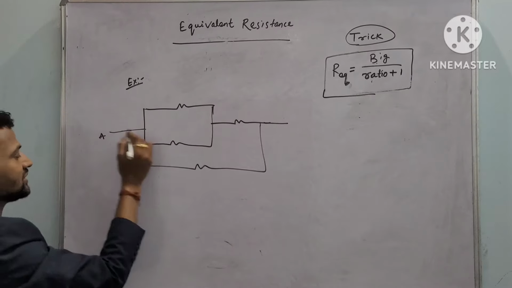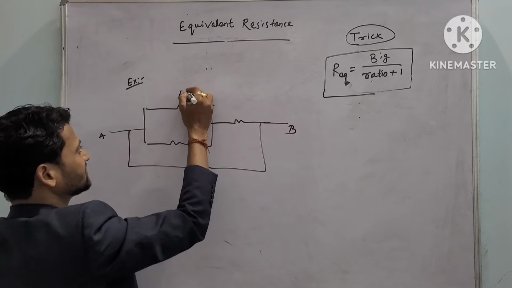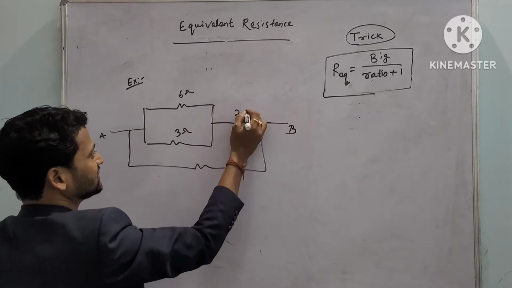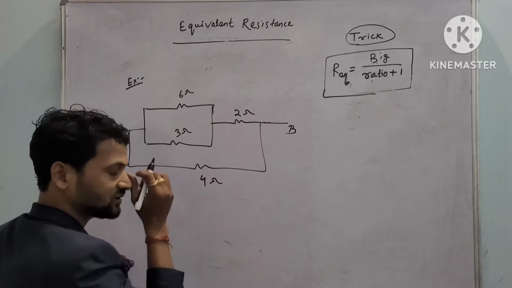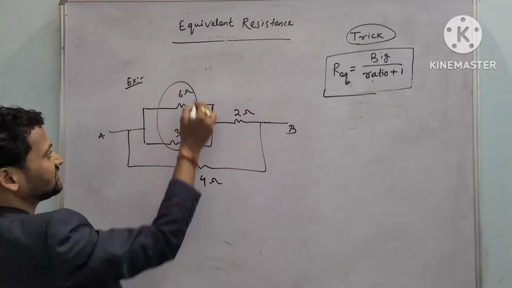Okay, we'll find out the equivalent resistance between A and B. Let it be 6 ohm, 3 ohm, 2 ohm, 4 ohm. So within 3 seconds you can get the answer. 6 and 3 both are in parallel.